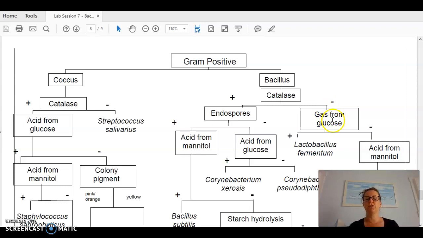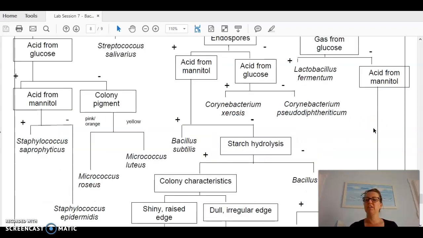And then we have a different question. So let's just say your bacterium was negative for catalase, so no bubbles. Now you're here, and it's going to ask you, what was the result from the carbohydrate fermentation for glucose? And this is asking about gas. Did you have gas present from carbohydrate or from glucose fermentation? Then you would go this way for the positive. And if you did not, then you would go here to the right. So let's just take the negative, just so we can go a little bit further.